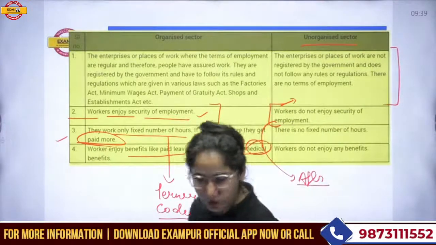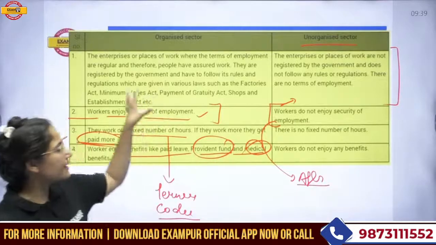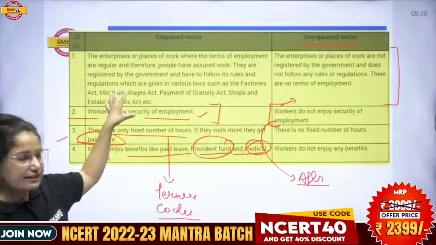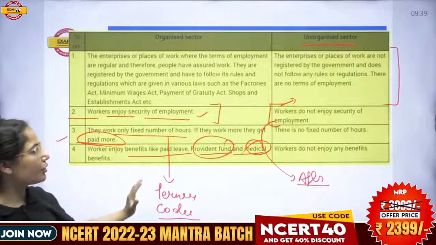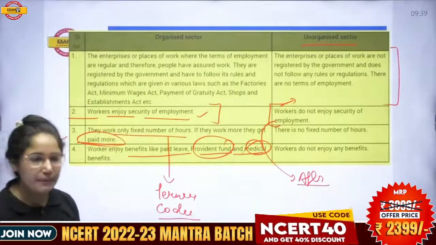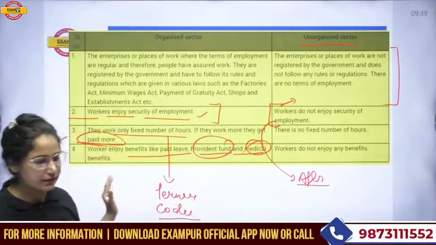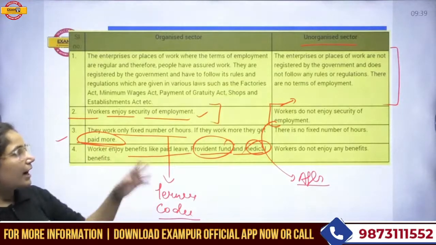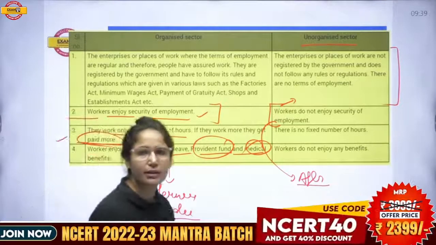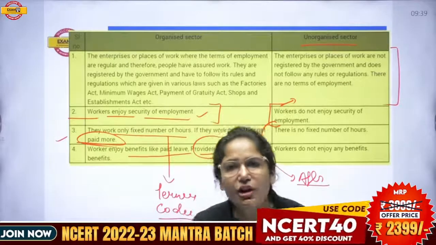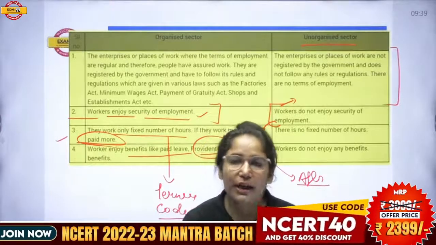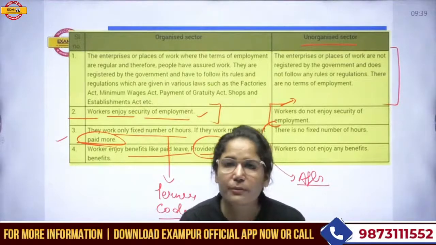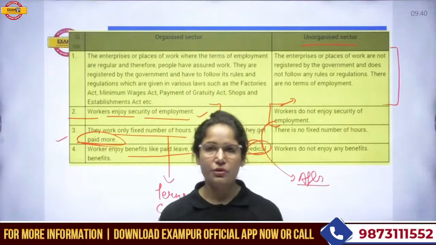Organized sector, if you are talking about, things are registered, things are known to people, and you are enjoying the services on the basis of terms and codes, and workers enjoy security, as things are already mentioned in the prescribed norm. Unorganized means you are not registered. If you are not registered, you are not known in the economy. If you are not known in the economy, how would we provide the benefits to you? You would not be getting the benefits of social security.